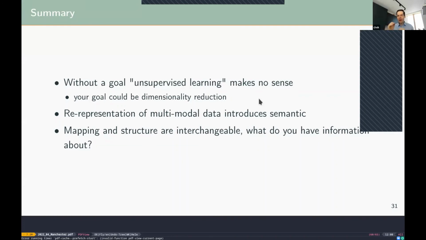Now, how do we input priors? This was the thing I skipped a little bit. The mapping and the structure are interchangeable, right? If you give me the mapping, I can give you the representation. If you give me the representation, I can solve for the mapping. So now we are free to put priors or information on either of them. And it really depends on your problem. Do you know about the generating structure, or do you know about the structure of the input to the mapping?